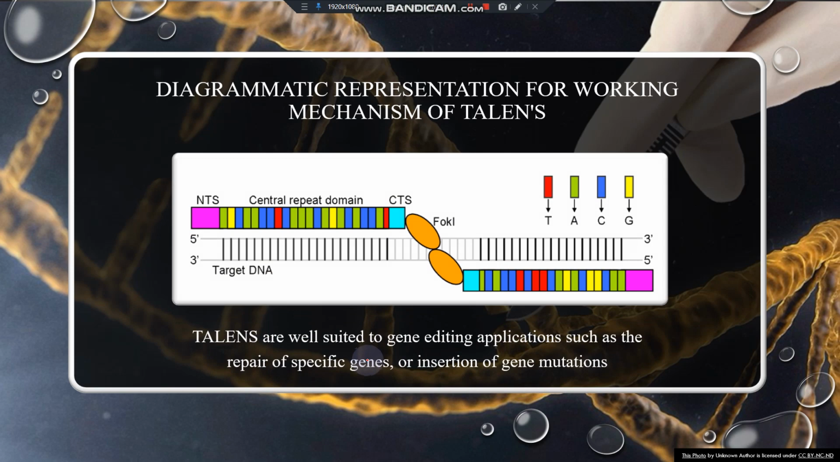The diagrammatic representation of TALENs is shown here. In this figure, we have the double-stranded DNA. Then we have the monomeric units of TALENs: this is the left monomeric unit of TALENs, and this is the right monomeric unit of TALENs. In between we have the FokI nuclease.